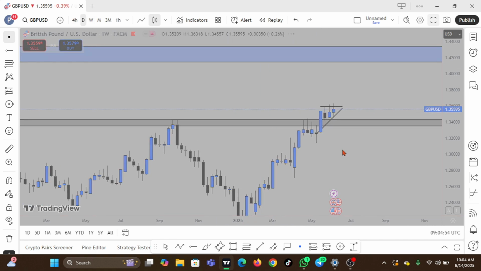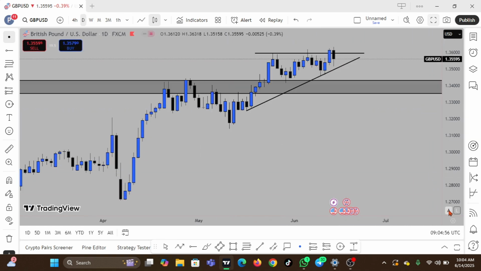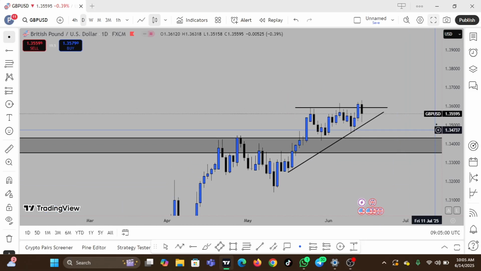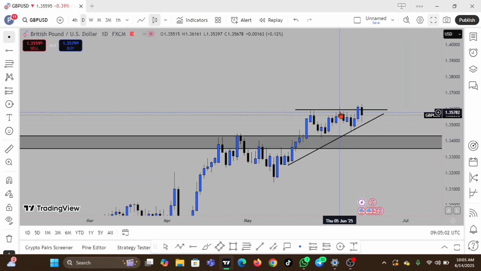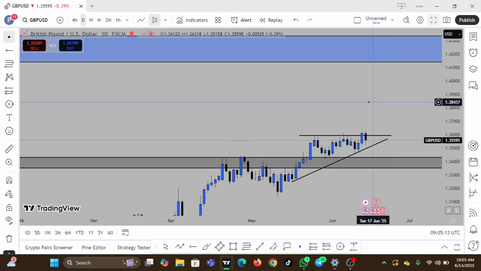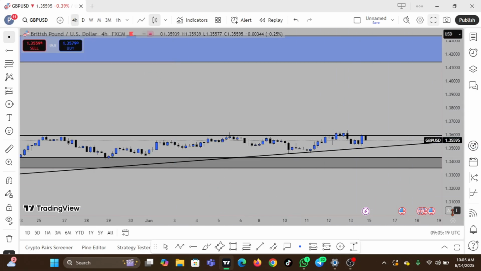So on the day chart, I was able to spot a chart pattern. This chart pattern is a bullish continuation pattern. And how do you want to trade it? We want to wait for price to break above. When price breaks above this pattern, then I can tell you for free that GBP USD is going all the way up. So I'm monitoring this on my charts.